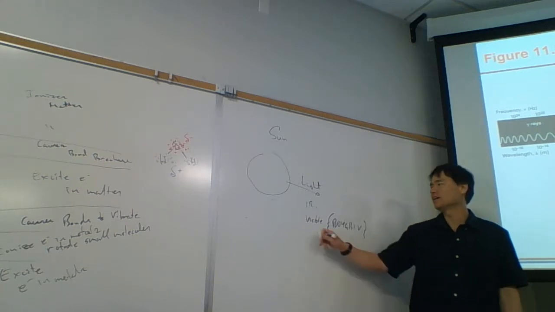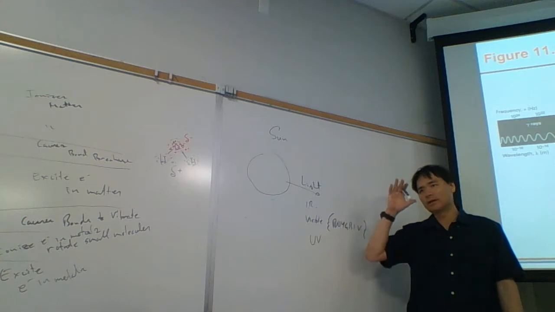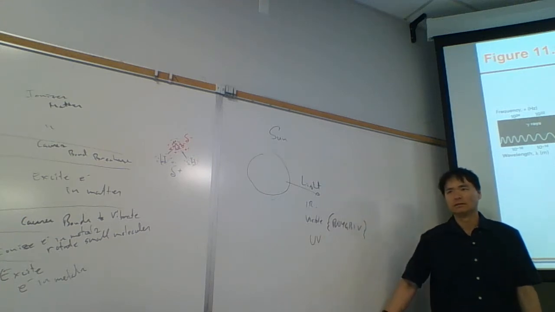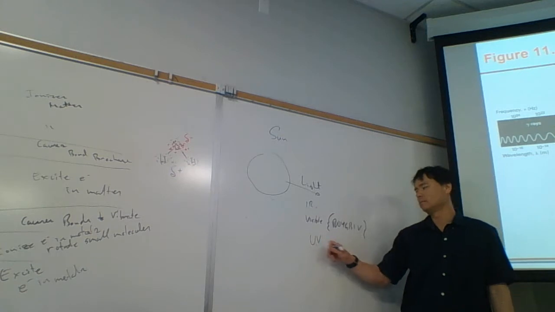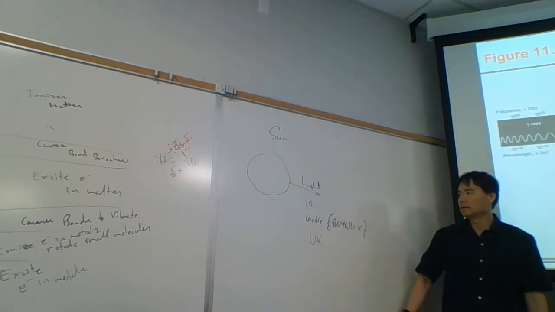Do we get ultraviolet from the sun? Yeah, we get ultraviolet as well. That's why you have to wear sunscreen. Wear sunglasses, you know. People get eye damage if they don't wear sunglasses. People are outdoors all the time. And so the sun is like a giant light bulb.